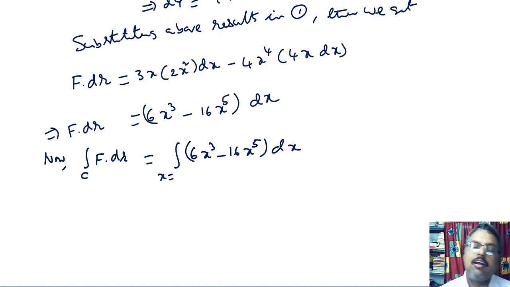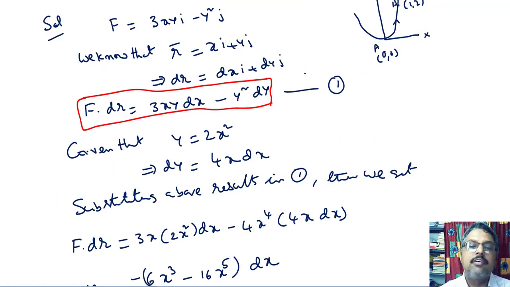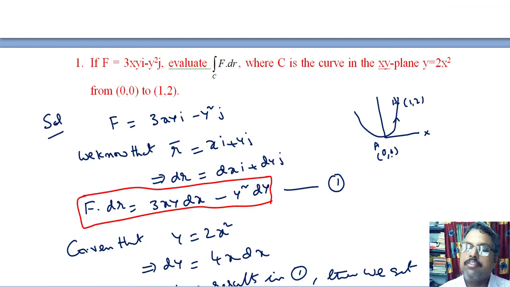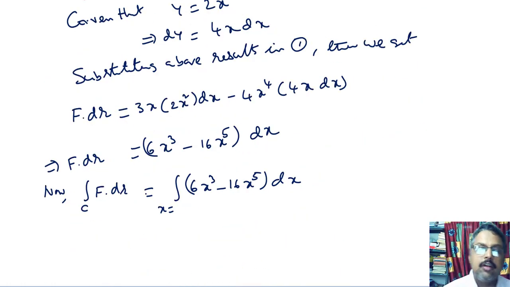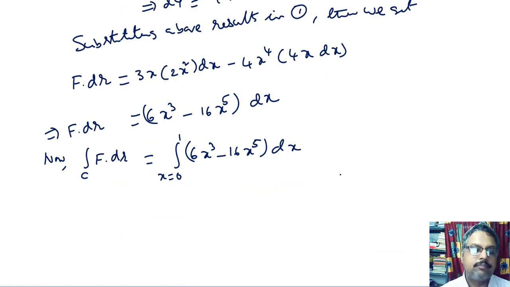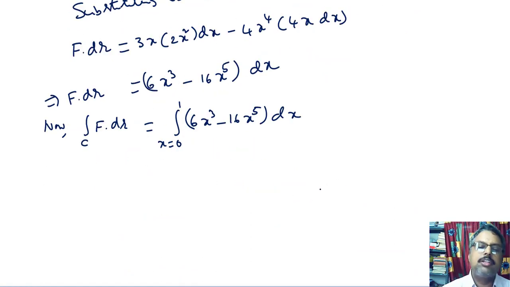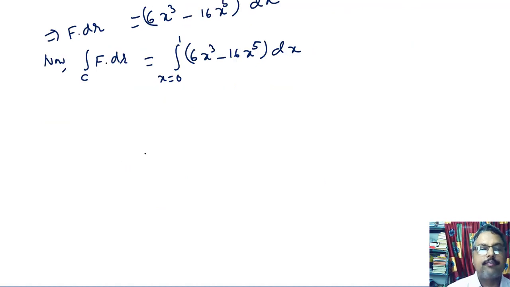If we observe the points, what is the initial point? The point is 0, 0 to 1, 2. The x coordinate is 0 to 1 only. Okay, fine. First integrate with respect to x.